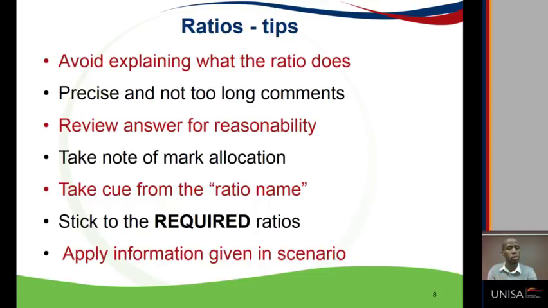Just a few tips to give there. Please avoid explaining what the ratio does. A simple example here is when you calculate the ROA, return on assets. The return on assets measures the effectiveness of the assets in generating profit. So you cannot say the reason why the ratio has improved is because it means that we're more effective in using the assets. That's not the way to go about it.